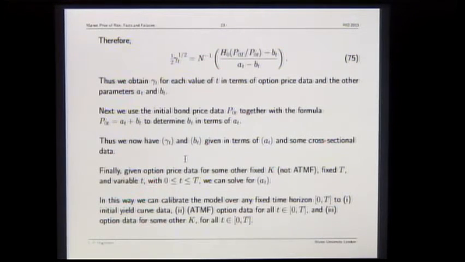So what this means is that if we're given option price data for some other fixed strike that's not at the money forward, for some fixed maturity and variable t's, then we can solve for A. In this way, we can calibrate the model over any fixed time horizon, let's say from 0 up to big T, to the initial yield curve data and at the money forward option data for some little t in that range, and option data for some other strike for all t in that range.